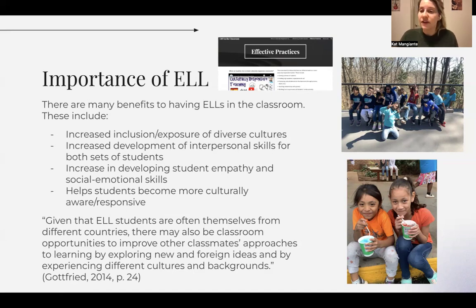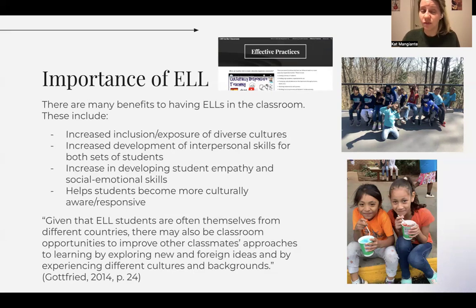There's an increase in developing student empathy and social emotional skills, and it helps students become more culturally aware and responsive. This helps them understand a little bit more about cultures that are different from their own. Earlier in my master's program, I did a whole research project about culturally responsive teaching, and some of the effective practices involved bringing student cultures into the classroom.